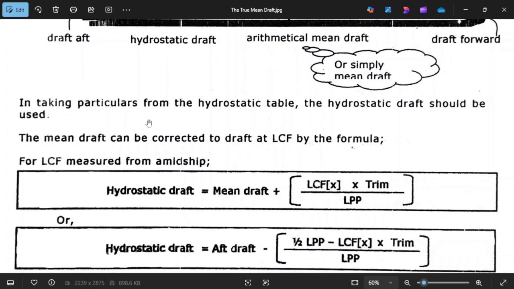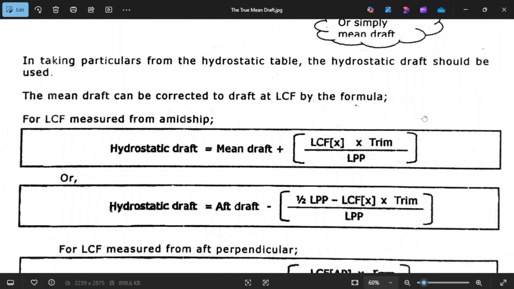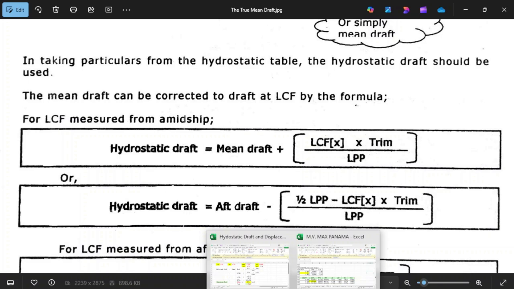In taking particulars from the hydrostatic table, the hydrostatic drop should be used. Okay? So, meaning hydrostatic drop, whatever the drop is in the hydrostatic table.